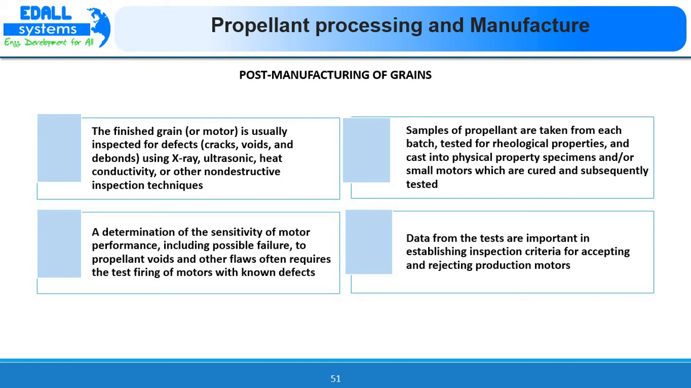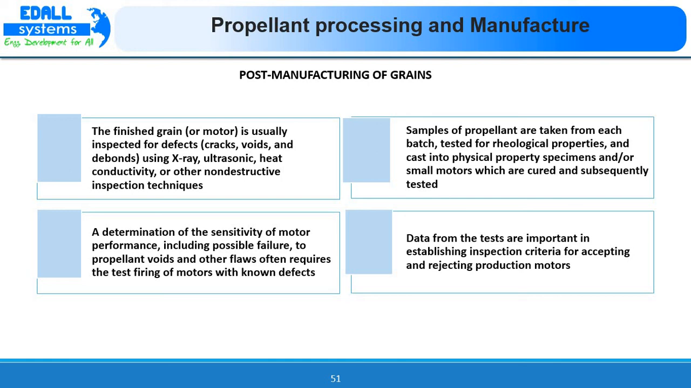So once the grain is manufactured, several tests are carried out like X-rays, ultrasonic, heat conductivity or other non-destructive tests to find cracks, voids and debonds. To check the rheological properties, the propellant samples are taken out from each batch and they are checked for their physical properties using specimens.